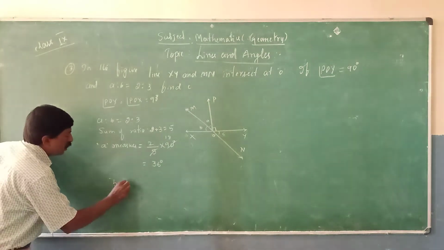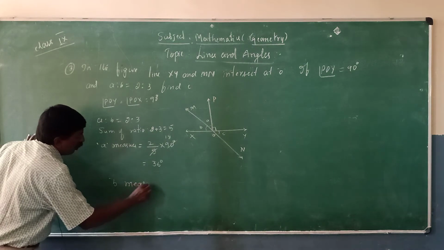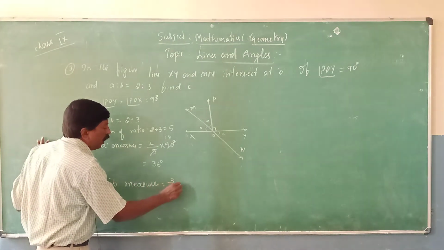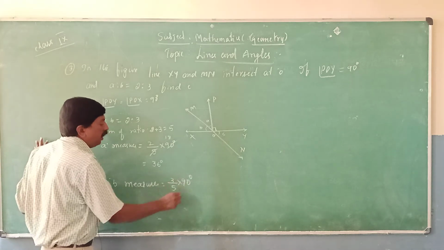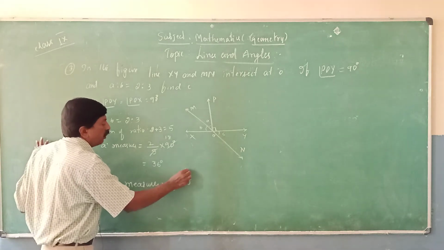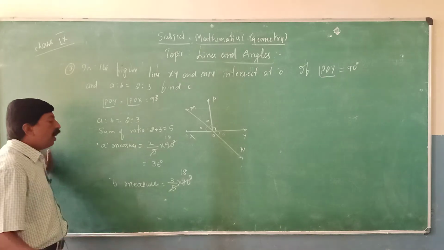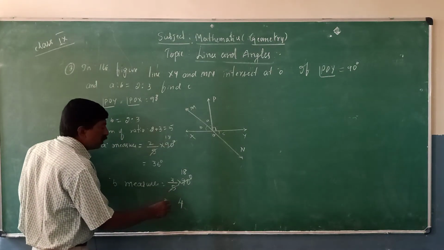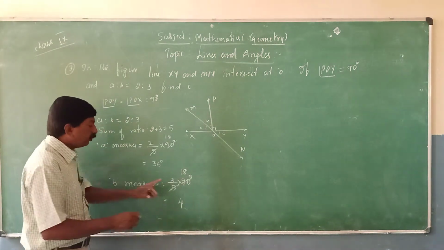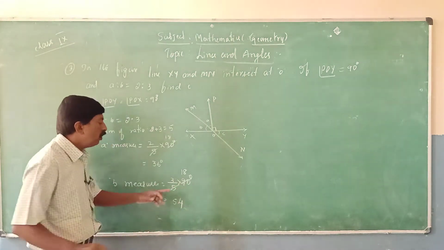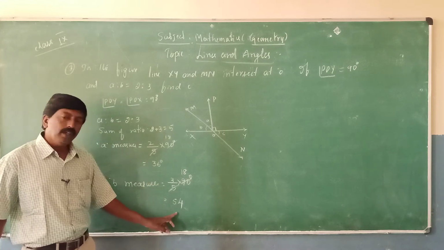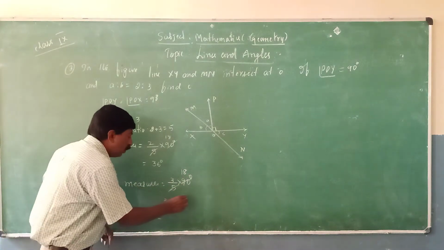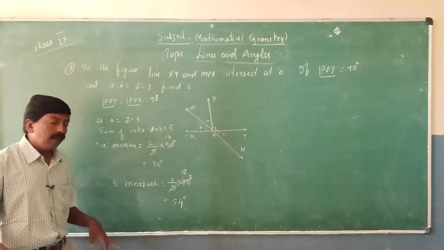B measures its part is 3 by 5 into 90 degree. 5 ones are 5, 18s are. Now 8 threes are 24. So 3 ones are 3 plus 1. Observe here. 54. Oh, 18 threes are 54. Once again look here. 18 threes are 54. That is the measure of angle B.